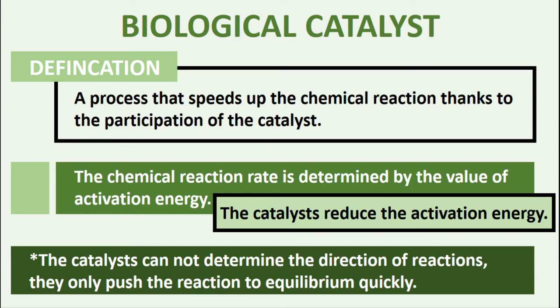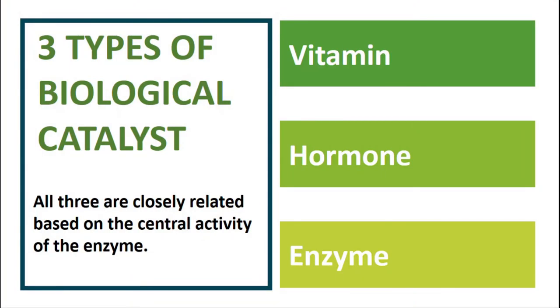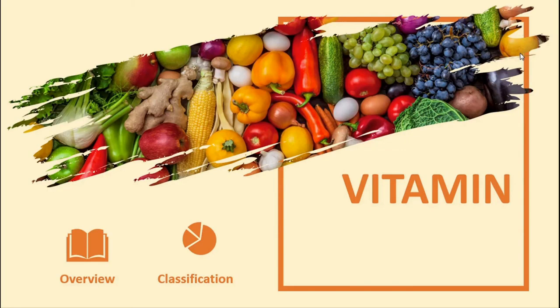So, what substances are considered biological catalysts? There are three types of biological catalysts: enzymes, vitamins, and hormones. Enzymes are the most important and participate in catalyzing reactions directly. Hormones and vitamins act as catalysts through enzyme activity.